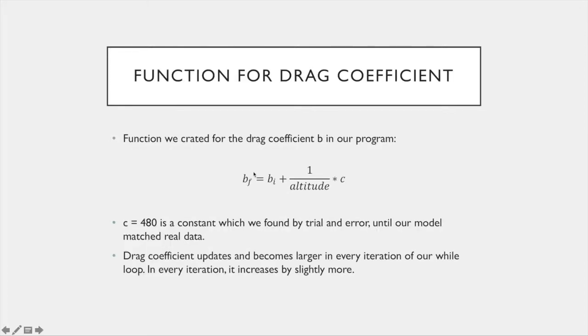In our program, the drag coefficient b updates in every iteration. The function we created tells us that the final drag coefficient b is equal to the initial drag coefficient b plus 1 over the current altitude times a constant c. As altitude decreases, we want our drag coefficient to increase by slightly more in every iteration. Therefore, we add on the inverse of the altitude times a constant c, which we found by trial and error until our model matched real data. We found that c equals 480. The drag coefficient updates and becomes larger in every iteration of our while loop. Because the altitude is decreasing, it increases by slightly more every time.